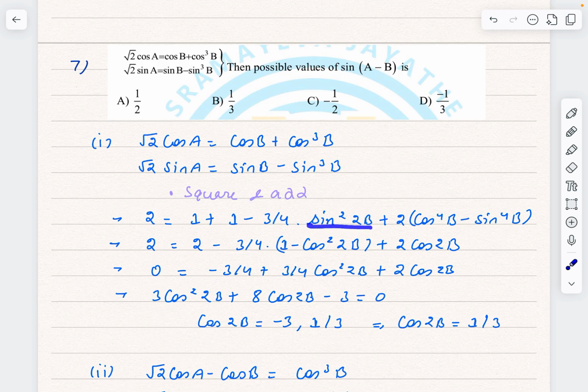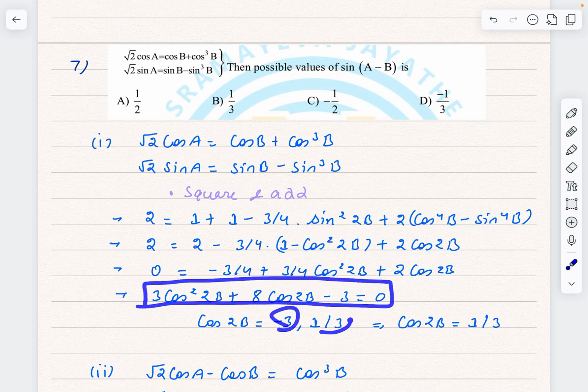Here, sin square 2B we can write as 1 minus cos square 2B. And here, the other term comes out to be just cos 2B. So, when you solve, you get a quadratic in cos 2B and the roots will be minus 3 and 1 by 3. Minus 3 is not possible, so cos 2B will be 1 by 3.